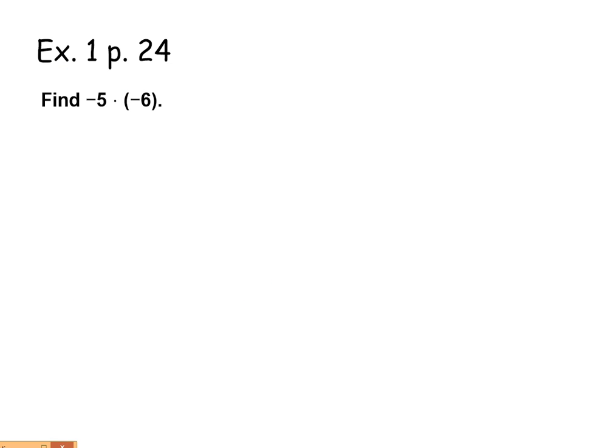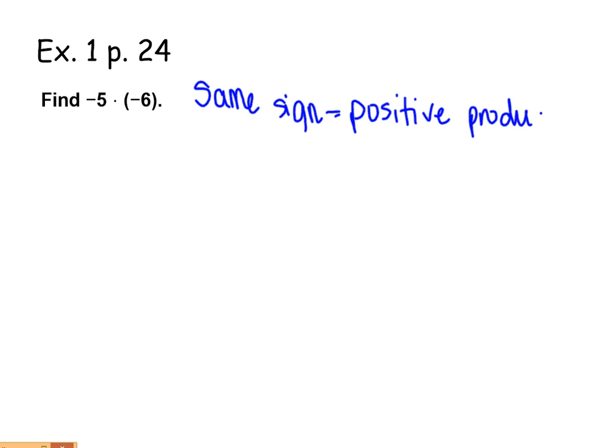Okay, let's continue on with example 1. This is also found on page 24 in your books, and we need to find negative 5 times negative 6. Now, looking at both of the integers, they have the same sign. When they have the same sign, our answer is positive. So our product will be positive.